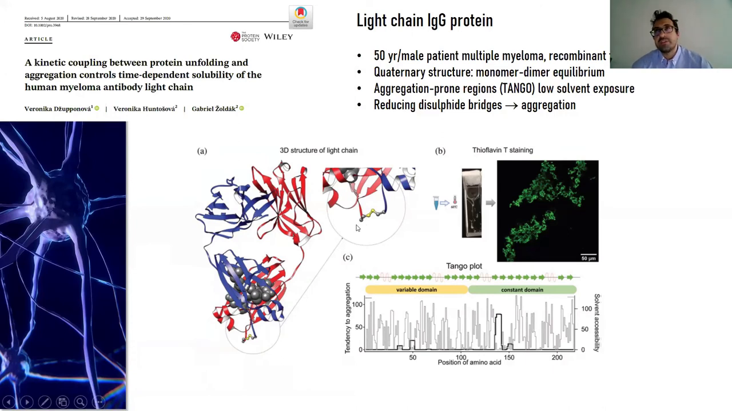We found that this is not happening with 100% efficiency. Even though we tried different expression systems and strategies, we find that this disulfide bridge is not always present, which, when we go back to the literature, is also found in samples from the patient: that monomer-dimer equilibria occurred also for native proteins.